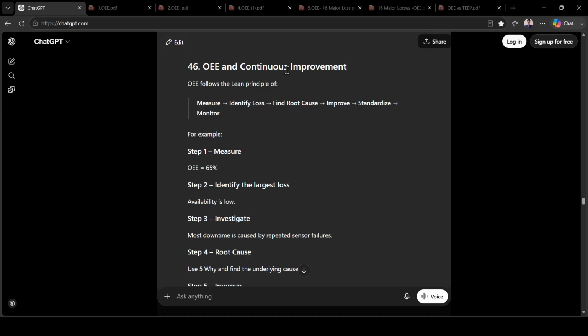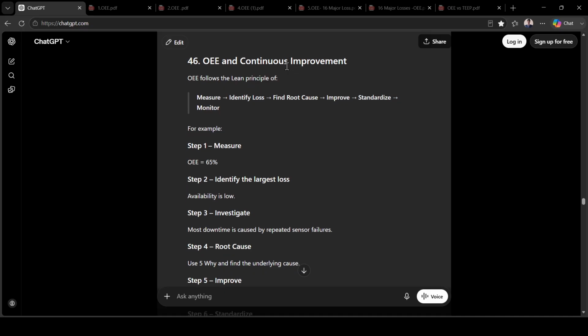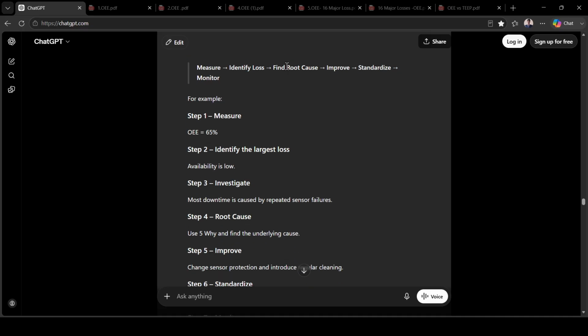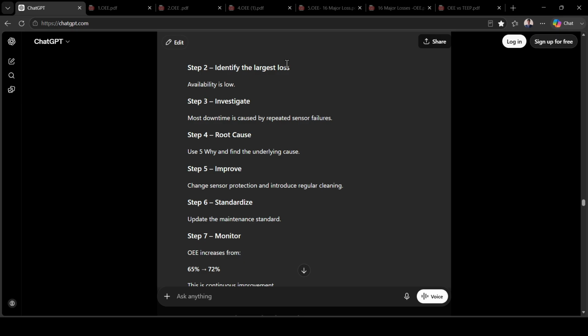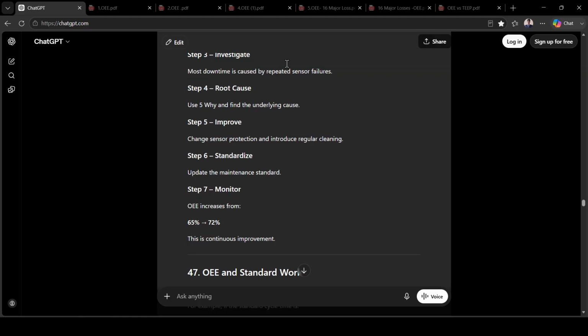For example, step 1, measure OEE: 65 percent. Step 2, identify the largest losses. Availability is the loss, so investigate. Most downtime is caused by repeated sensor failure. So for root cause, use 5 Why and find the underlying cause. Fifth step, improve: change sensor protection and introduce regular cleaning. 6, standardize: update the maintenance standard. 7, monitor: OEE increases from 65 to 72 percent. This is continuous improvement.